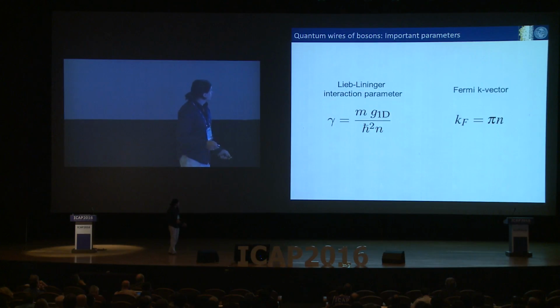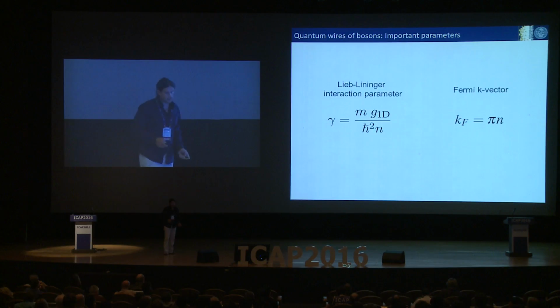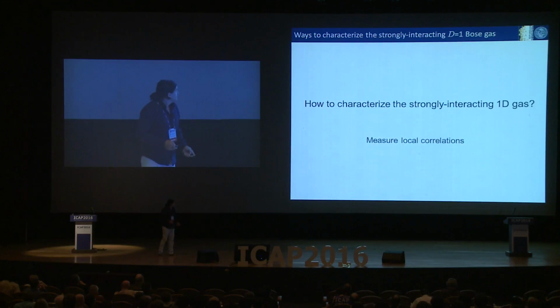Now, the parameters that I will use here are, in particular, this interaction parameter, and certainly the Fermi vector that you can introduce for any system in 1D. It's just given by pi times the 1D density. Now, how do you characterize such a strongly interacting 1D gas? Actually, this has been done now over the past more than 10 years.